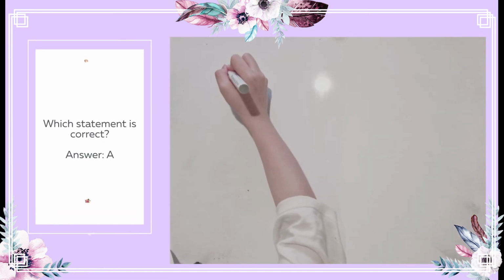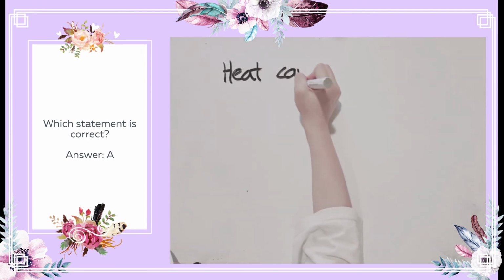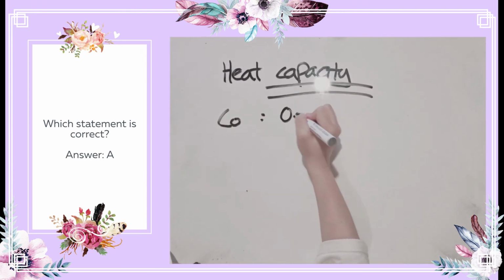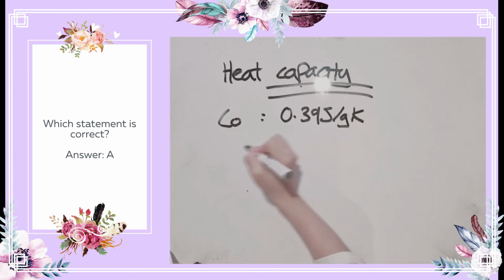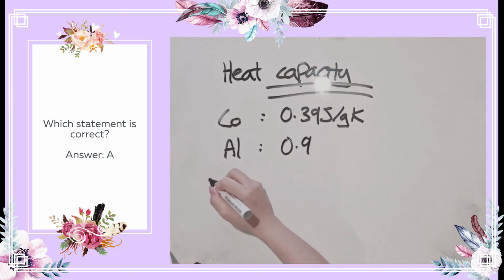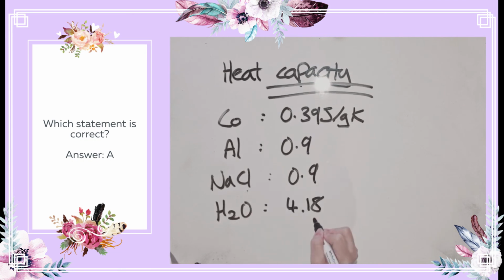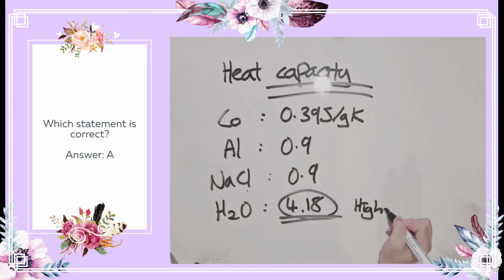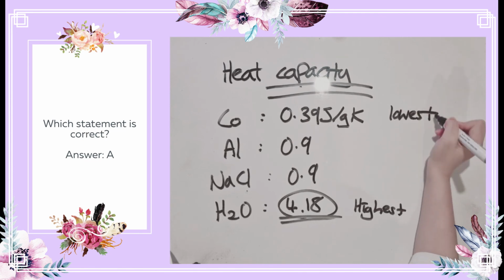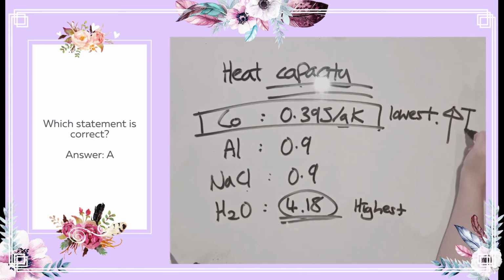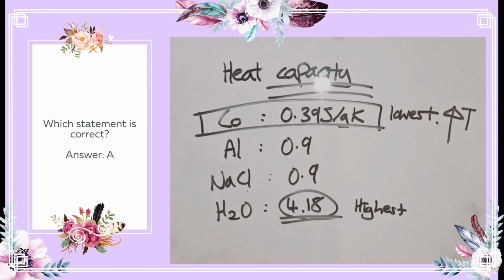Which statement is correct for the substance? So to approach this question, you need to understand what heat capacity is. It is defined as the amount of heat required for a substance to increase its temperature. So for this question, cobalt has the lowest heat capacity, meaning that if the same amount of heat is given, cobalt will experience the highest temperature change.